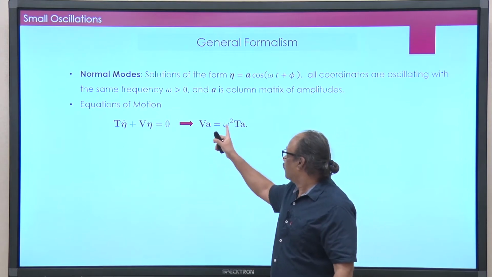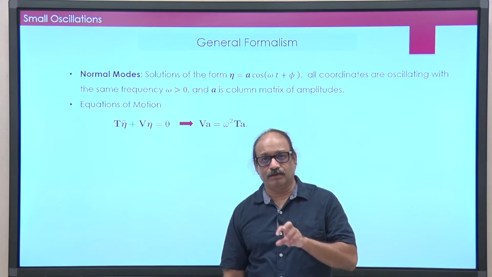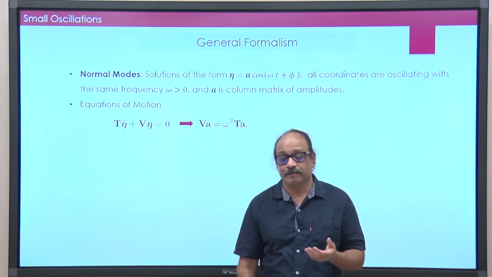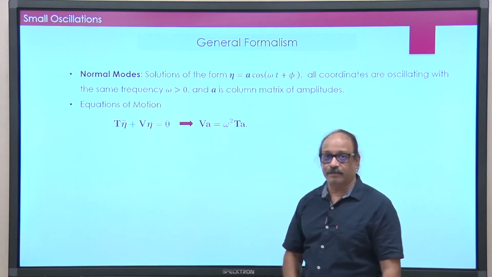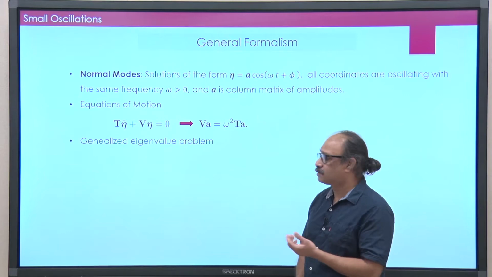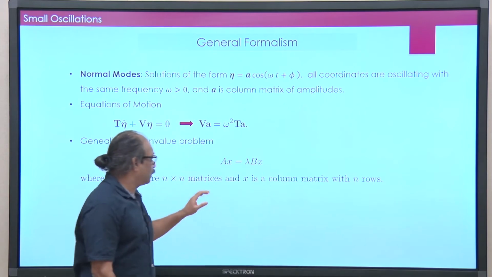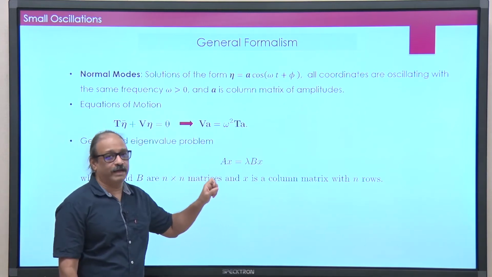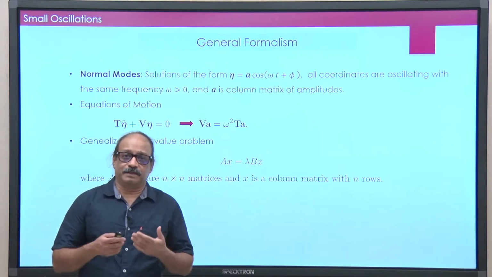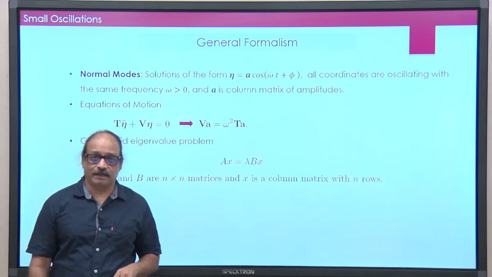If I did not have T there, it would have simply become V A is equal to omega square times A, but that is the standard eigenvalue equation. Here now I have this extra matrix T there. Once I have this extra matrix T, this becomes what is called a generalized eigenvalue problem, and in a very general way I will write it as A x is equal to lambda times B x. If B is identity, this becomes a standard eigenvalue problem. If B is not, then of course this is a generalized eigenvalue problem.